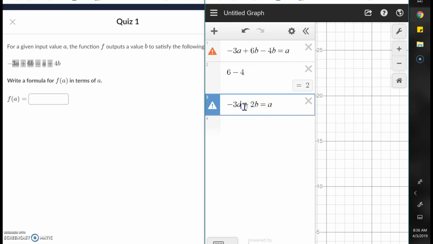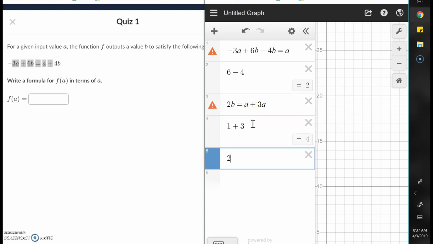And I want to get rid of this A term, -3A. So I'm going to go ahead and add 3A, boom. I'm going to add to the other side, boom. On this side, they eliminate to 0. So we're just left with a positive 2B. Here we got A and 3A, that's 1 plus 3, it's 4. So we got 2B equals 4A.